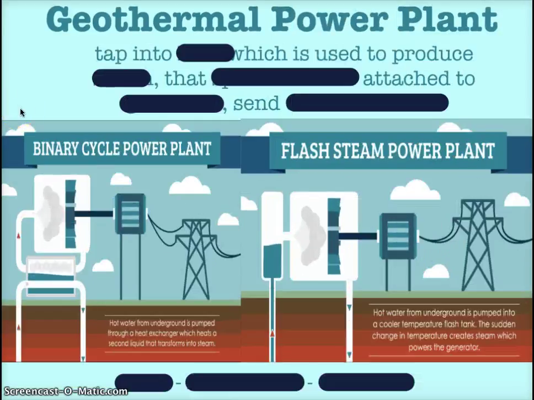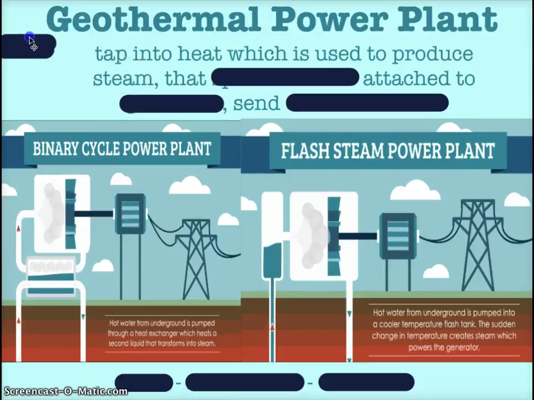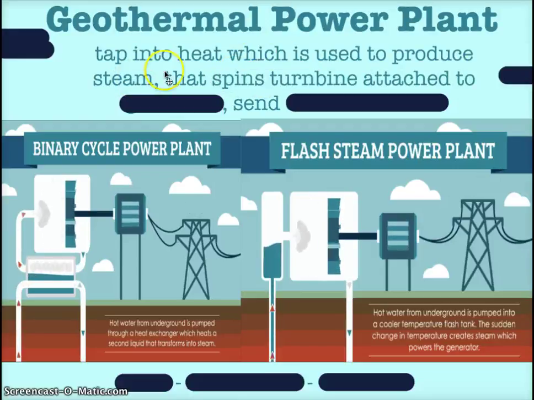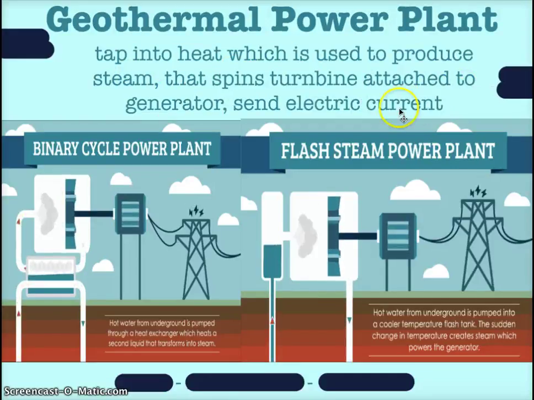Geothermal power plants, again, are typical. We want to go back to our steam engine, right? So we're going to tap into the heat. Somehow we're going to either add water to this heat. If we tap into the hot water rocks, we're going to add water so we could produce steam, or we can use the steam directly generated by geothermal power, right? So depending on our starting point, if I start with a geyser, I already have my steam. And then that spins a turbine, which is attached to a generator and sends electric current.